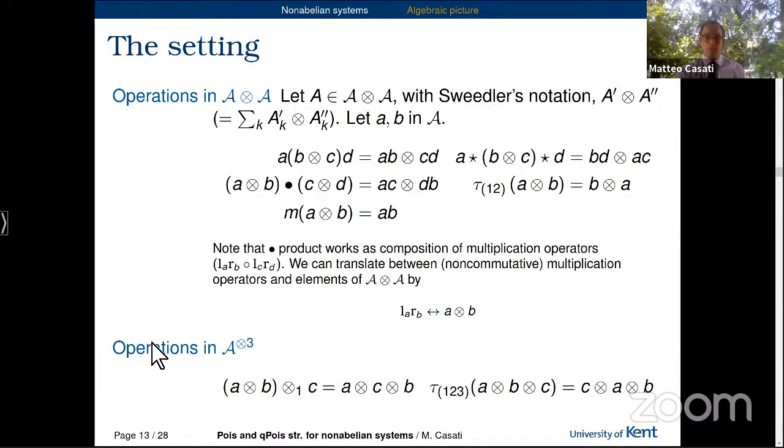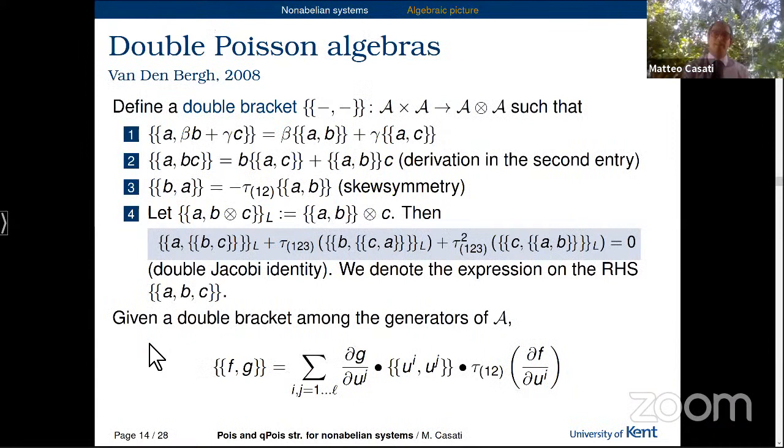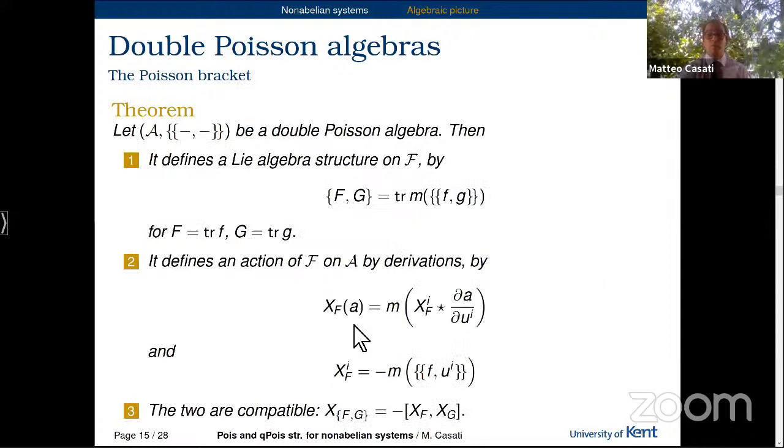So I'm not explaining all the operations in the double bracket. The idea is that Van den Bergh introduced the double bracket on this tensor A space, which has a lot of weird properties that I don't really have time to discuss. It's important that it's still a derivation in the second entry, that there is a weird version of skew symmetry and the Jacobi identity, which is odd, but tells you that if you take the trace operation and the multiplication map of elements of A, you get a Lie algebra structure on the space of local functionals and a sensible notion of a Hamiltonian vector field.